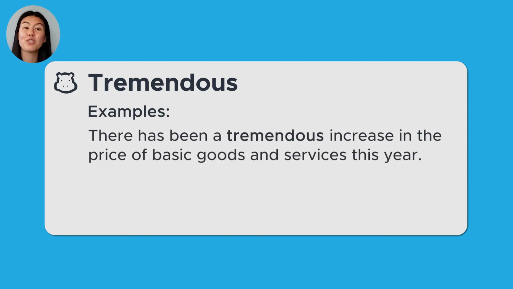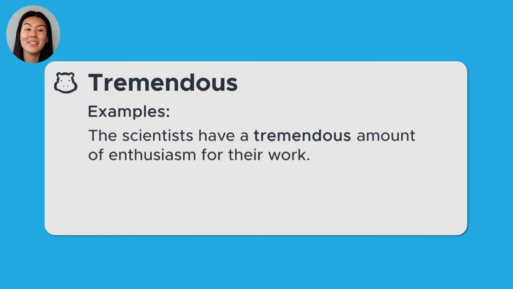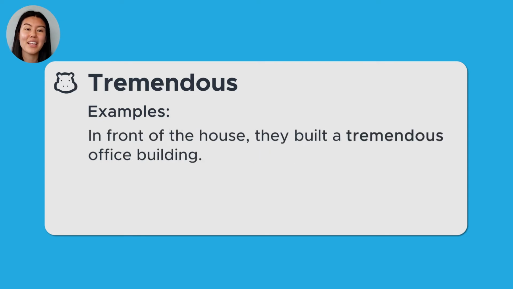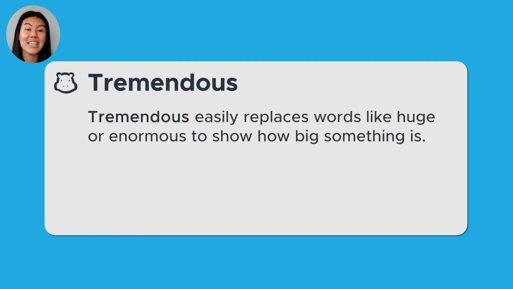There has been a tremendous increase in the price of basic goods and services this year. The scientists have a tremendous amount of enthusiasm for their work. In front of the house, they built a tremendous office building. As you can see from all of these examples, tremendous easily replaces words like huge or enormous to show how big something is.